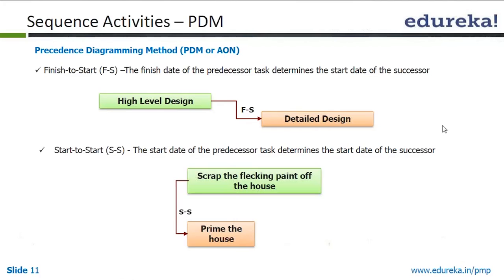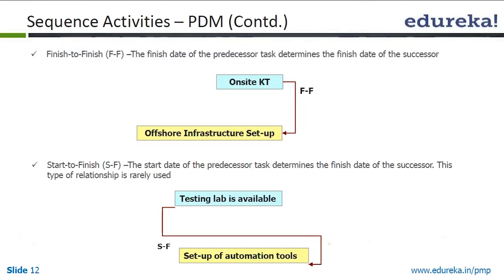And it has 4 relationships: finish to start, which is the most common, start to start, finish to finish, and start to finish. Now start to finish is the least used, as it can be done very easily by a finish to start.